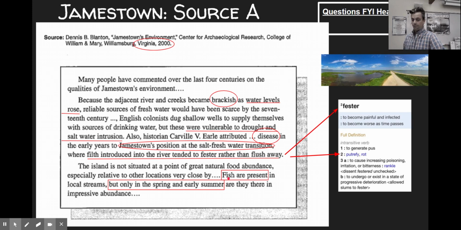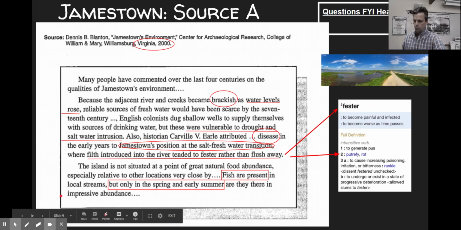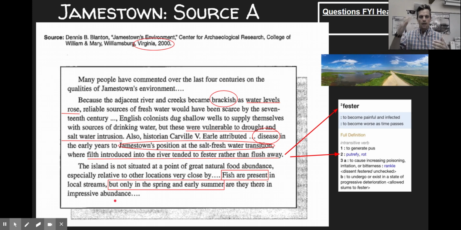Interesting. It does say fish are present. That's good. You guys love talking about fish removers. But look, it says fish are present in local streams, but only in the spring and early summer are they there in impressive abundance. Abundance means to have a lot of something. So there's only 2 seasons where there's going to be a lot of fish. Spring and summer, that's also when you're harvesting your crops. So it seems like the fish and your crops, you're going to have a lot of food at one time.